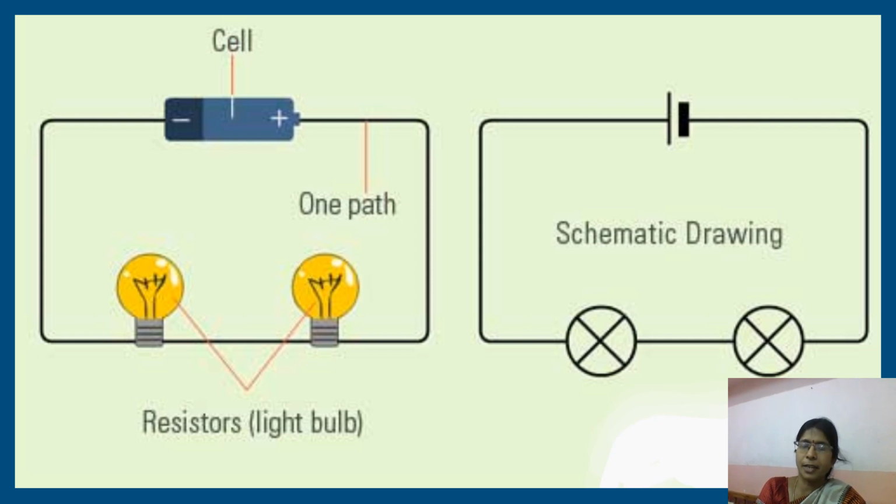Its schematic diagram is shown here. That is, bulbs are represented in this way, which you have already learned in the symbols of circuit in the previous class. So these are the symbols for bulbs, and these two bulbs are connected in series. That is, in a line they are connected to the battery. Okay, are you clear?